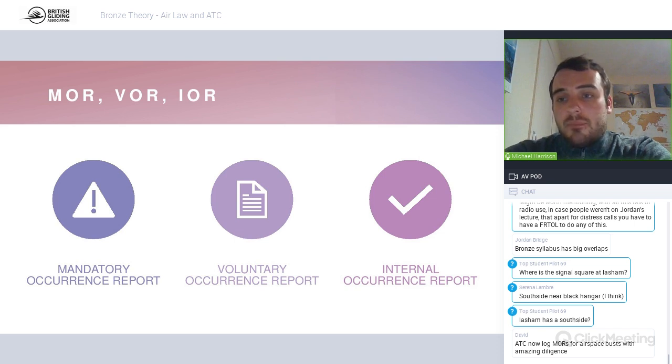MORs may be filed. There are different things you have to MOR depending on who you are, whether you're air navigation service personnel, whether you're a pilot, whether you're an aerodrome operator or an engineer. If something happens, you just have to look at the regulations and see if you have to report that. But generally, reporting is a good thing because that's how we determine problems with safety that we can solve.